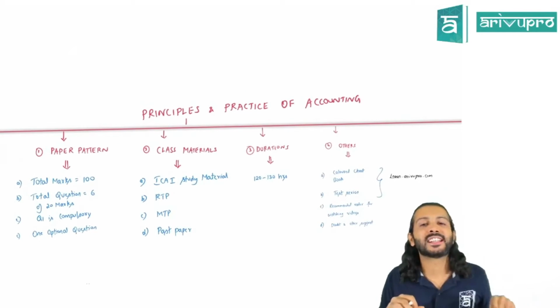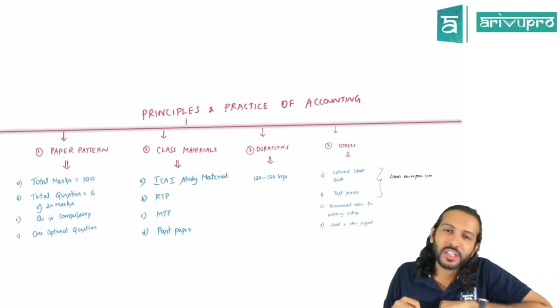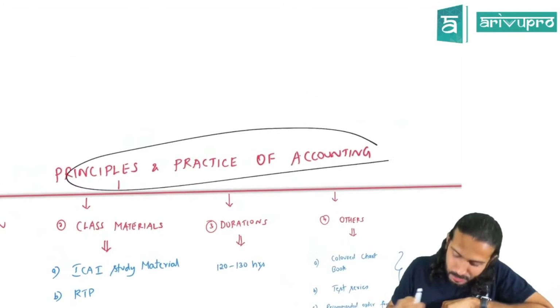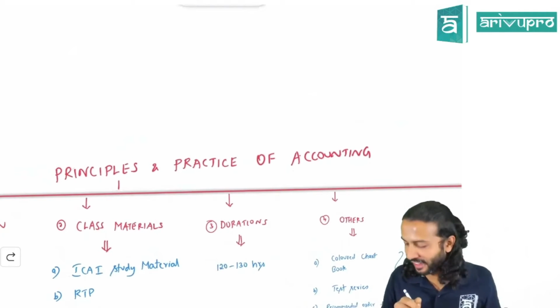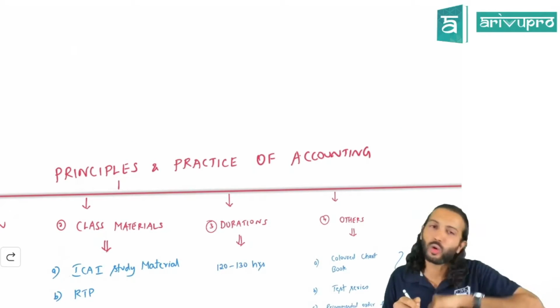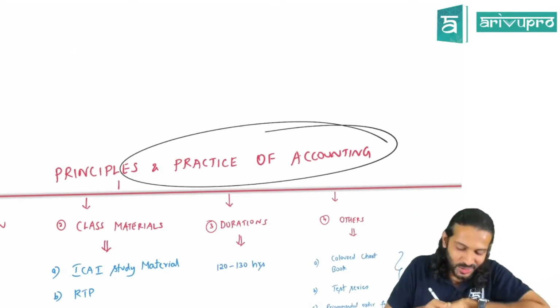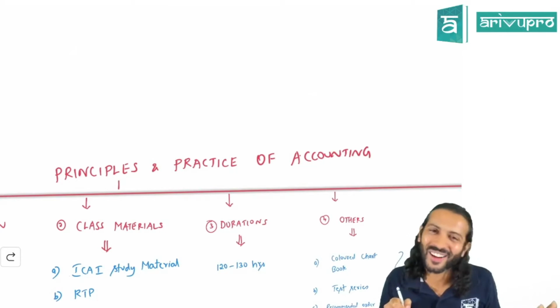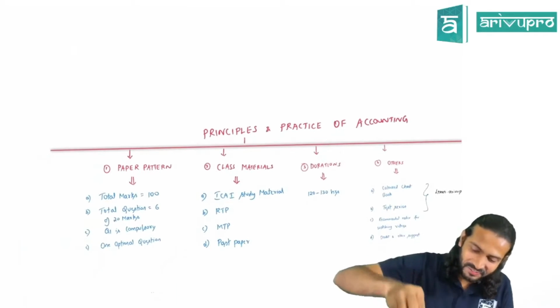Welcome to the first class of CA Foundation Accounting. The name as per the ICAI study material is Principles and Practice of Accounting. This is the name used in the study material, but we will simply call it accounting for simplicity.